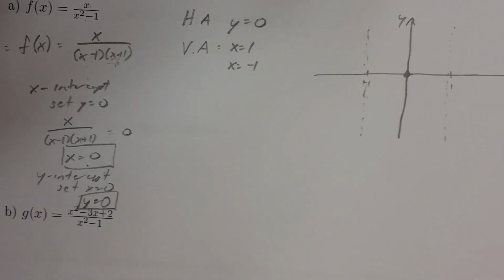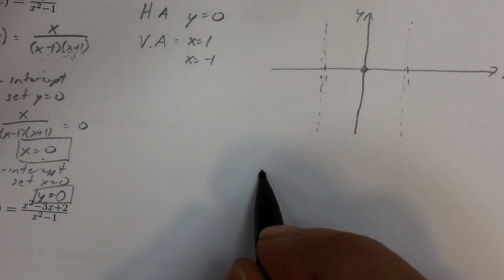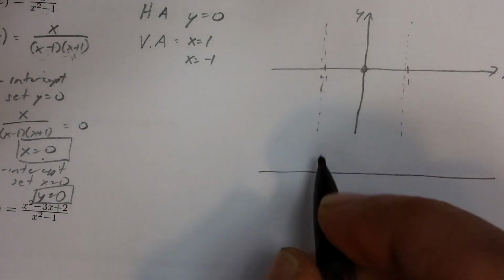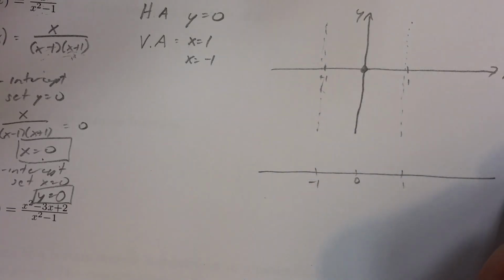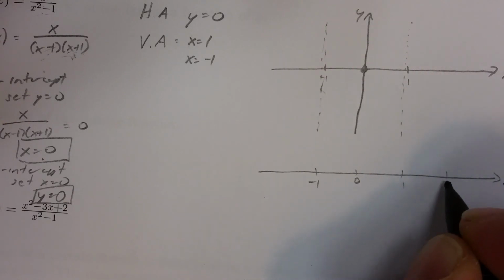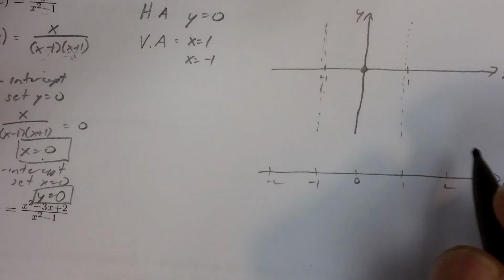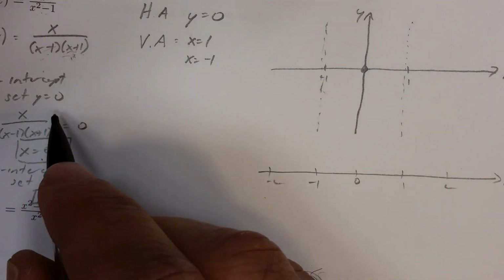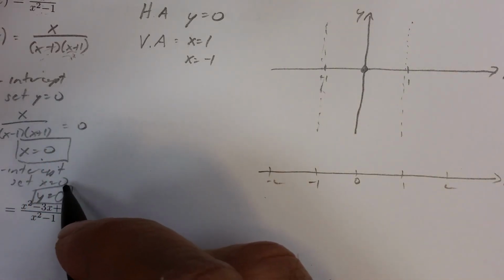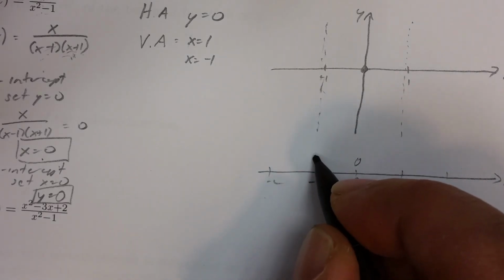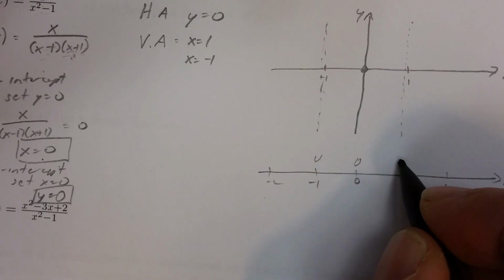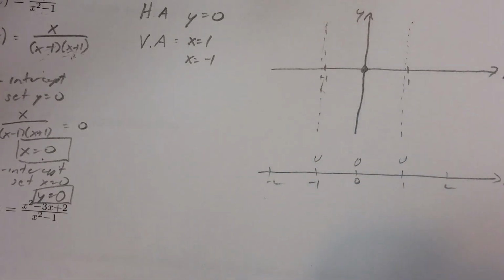And so now let's go ahead and do a sign chart for this thing. And we know it's 0 at x equals 0. We worked out the x-intercept was at x equals 0. It's the only place where it's 0. We know it's undefined at minus 1 and 1. You can use a little infinity symbol there or something else. I'm going to use a little u.